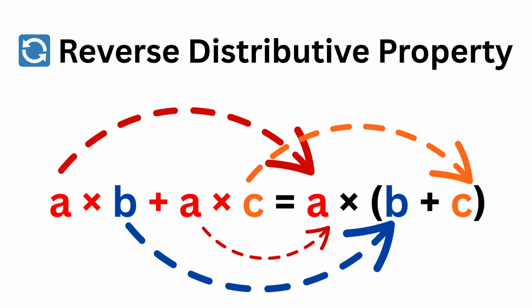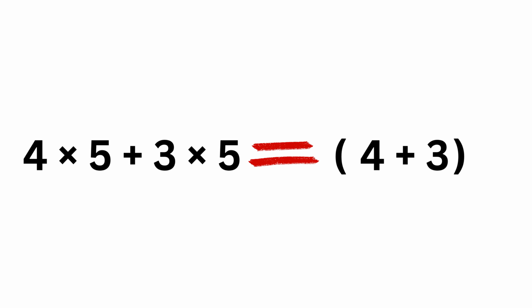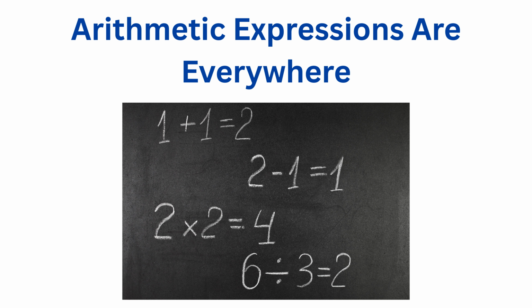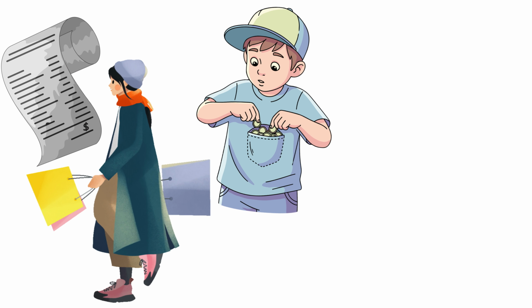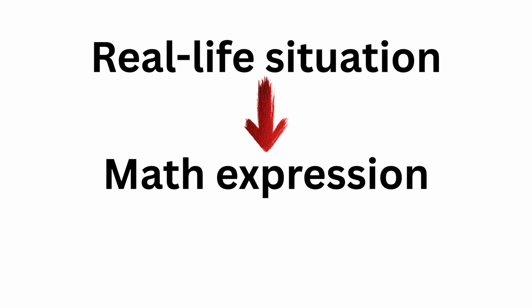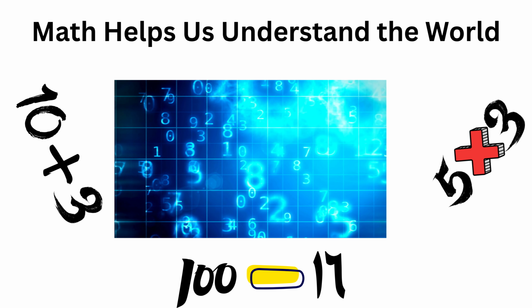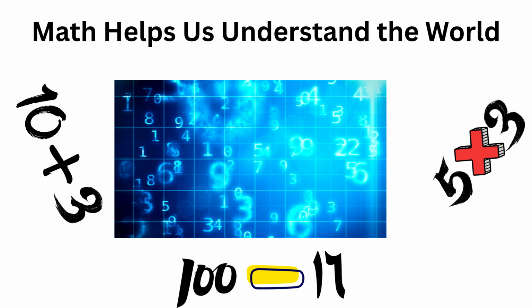Sometimes we can also reverse this idea. For example, 4 into 5 plus 3 into 5 can be written as 4 plus 3 in brackets into 5. Arithmetic expressions appear everywhere: shopping bills, pocket money, distances, scores in games. Whenever we combine numbers to represent a situation, we are using expressions. Mathematics helps us describe the world in a simple and powerful way. Great job!